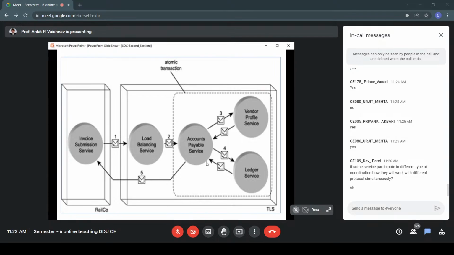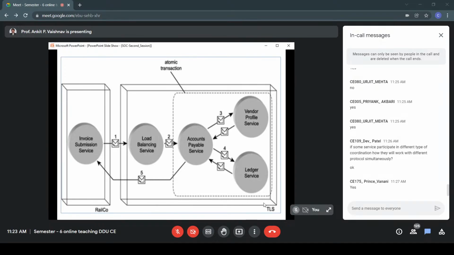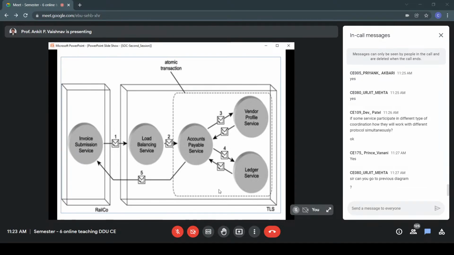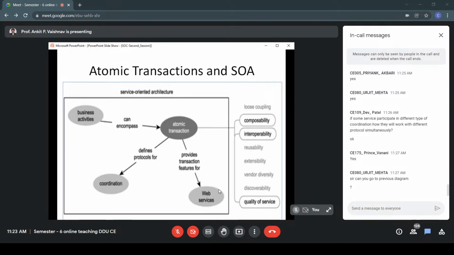Now look at this slide. Is it justifiable now to say that account payable service, vendor profile service, and ledger service are atomic transaction coordinator based services, or a set of atomic transaction based services? I think I have already explained that, so we don't need to go in depth. Yes or no? Yeah, sure, Rujit. Where is the question?